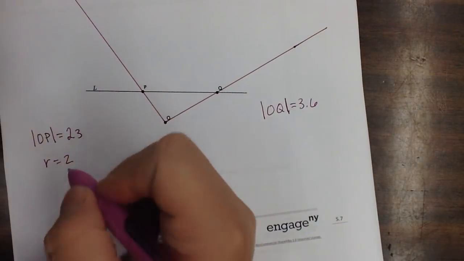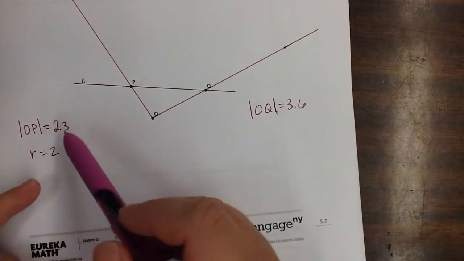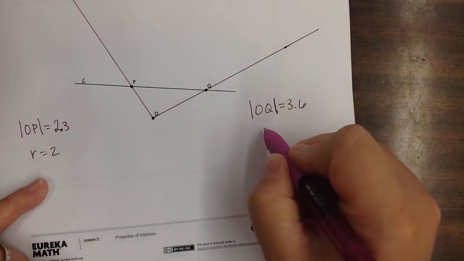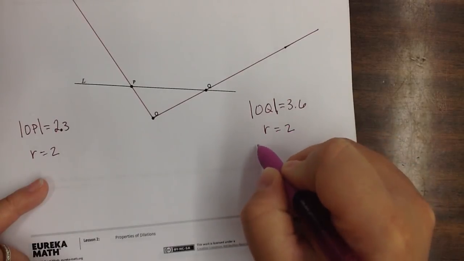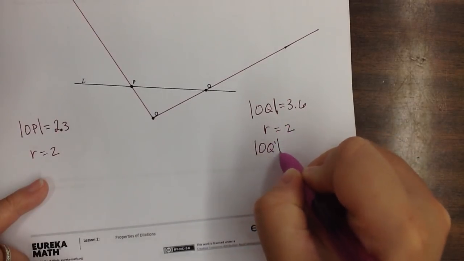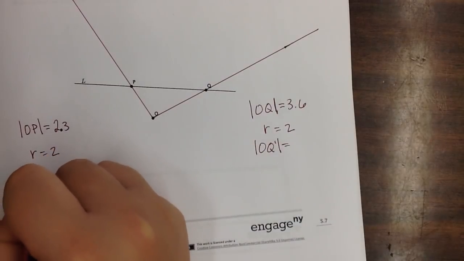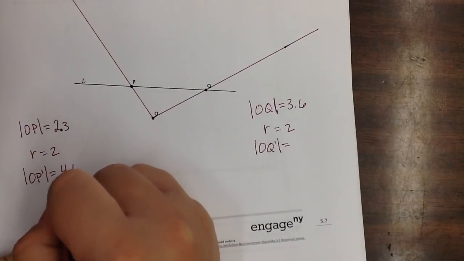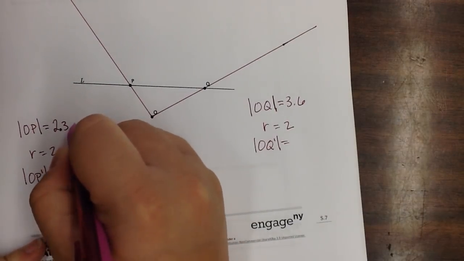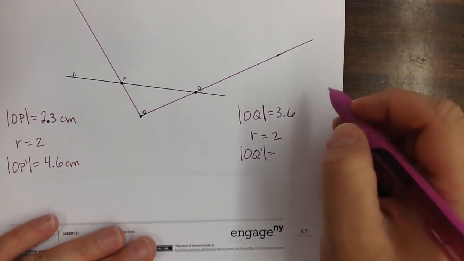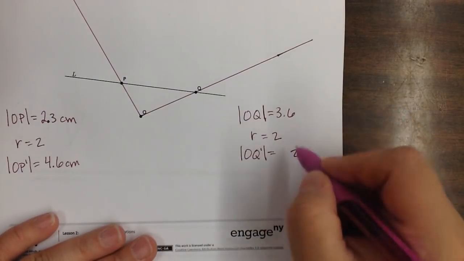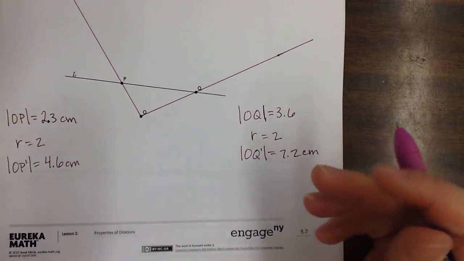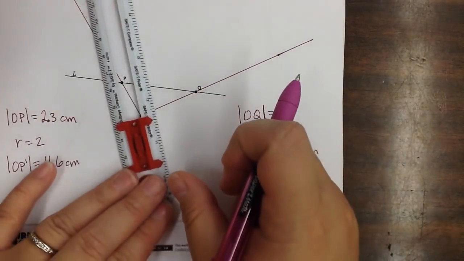Okay, and then we're just going to use a scale factor of 2. So all that means is we're going to take this length right here and multiply it by 2. And the same thing here, our scale factor of 2. So the length from O to P prime and the length from O to Q prime would be 4.6 centimeters. And the length here would be 7.2 centimeters.